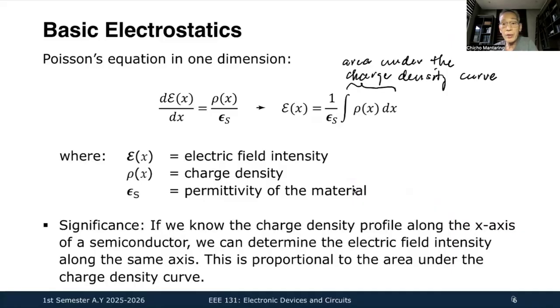So what are we saying here? If we know the charge density profile along the x-axis of a semiconductor, we can actually determine the electric field intensity along the same axis, because this is just proportional to the area under the charge density curve. You just divide that area by the permittivity.